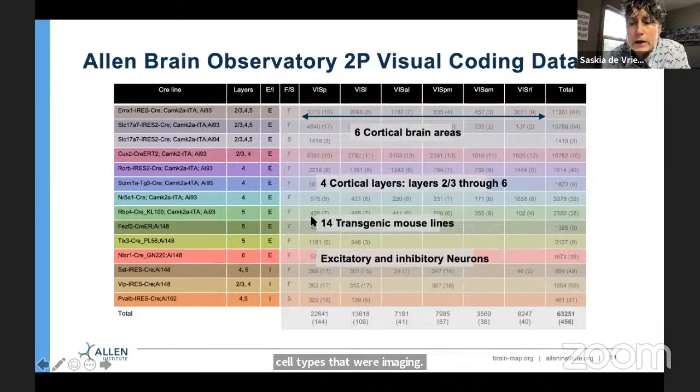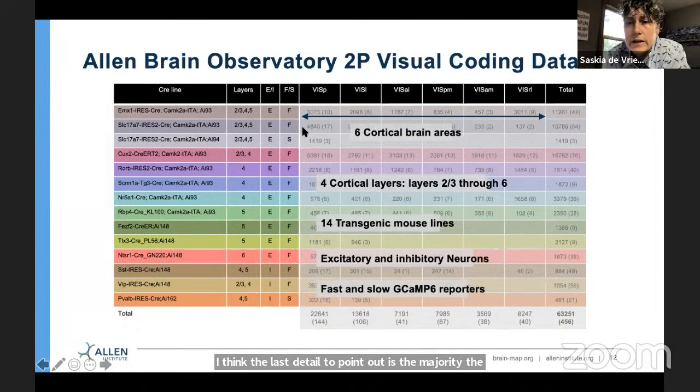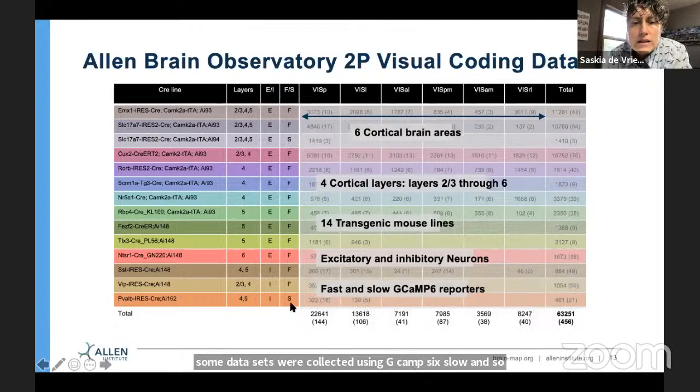I think the last detail to point out is that the vast majority of the data in our data set was collected using GCaMP6 fast, but some data sets were collected using GCaMP6 slow, and that's been indicated here as well. And so you can see how we've sampled this. Again, not every Cre line was imaged across all six areas. So it's a bit of a sampling of this large space, but we have this very large, very rich data set that results from this.